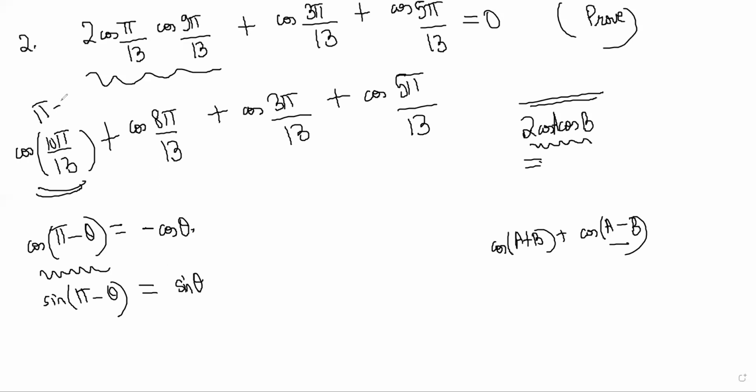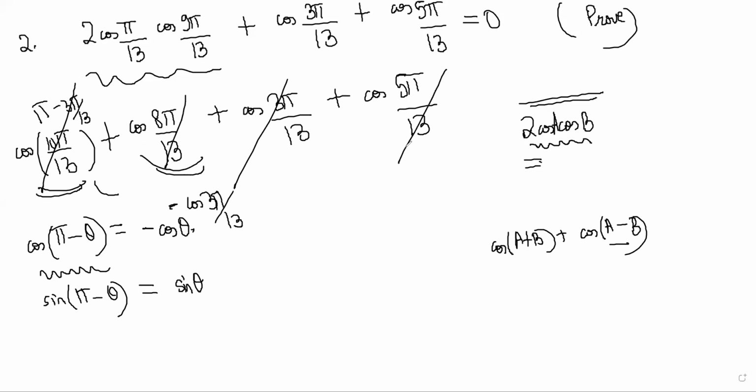So what is cos 10 pi by 13? It is cos(pi minus 3 pi by 13). So it will be minus cos 3 pi by 13, which will cancel this. And cos 8 pi by 13 will be minus cos 5 pi by 13, which will cancel this. So you just have to use one identity, and after that notice that cos(180 minus theta) is minus cos theta. That's all.